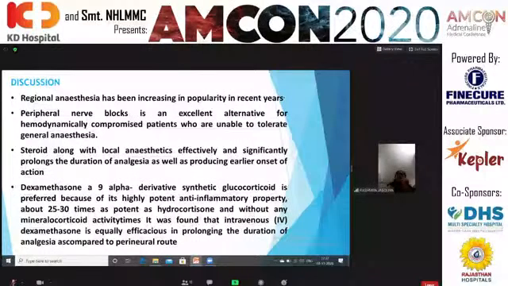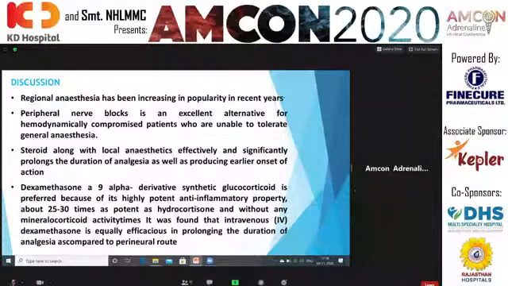Regional anesthesia is increasing in popularity in recent years. This block is an excellent alternative for hemodynamically compromised patients, like those who have systemic comorbidity. Steroid along with local anesthetic is effective and significantly prolongs the duration of analgesia, as well as producing earlier onset of action. Dexamethasone is a 9-alpha derivative of synthetic glucocorticoid, which is highly potent anti-inflammatory, 25 to 30 times more potent than hydrocortisone. Time up.